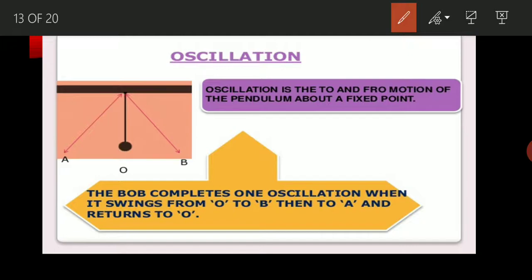But what is one oscillation? The movement of the bob from its mean point or equilibrium point, mean point means O, to one extreme end, then again to its mean point, then to the other extreme end, and then again to its mean point. This complete movement of the bob is known as one oscillation. Clear? Don't be confused. Again I'm repeating: one oscillation means from the mean position to one extreme end, back to the mean position, then to the other extreme end, and then again to the mean position. This is known as one oscillation.